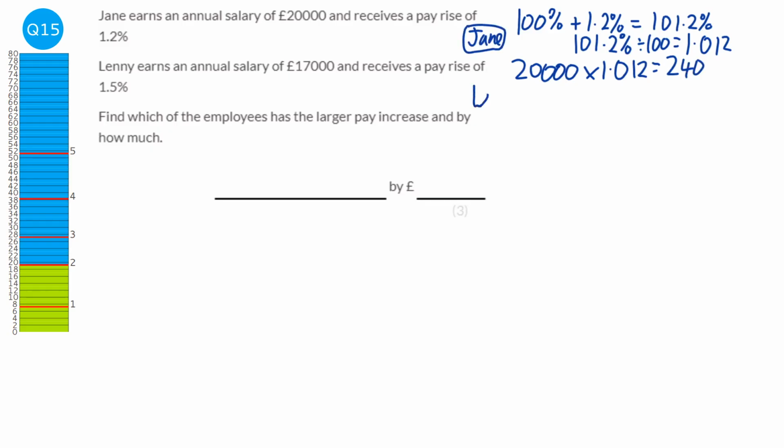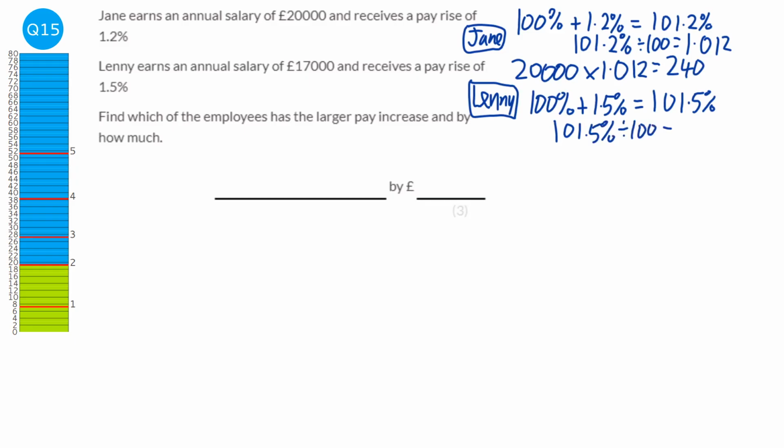And so let's do Lenny. And so that's 100% plus the 1.5% will be 101.5%. Make that a multiplier. We divide that by 100, which gives us 1.015. And then finally what we do is we get the 17,000 times it by the multiplier. And when we do that, we get 255.